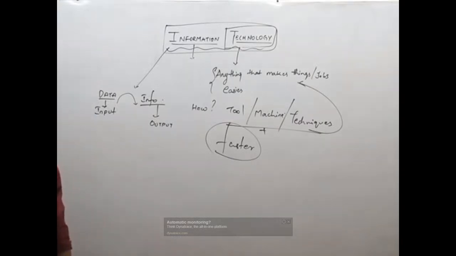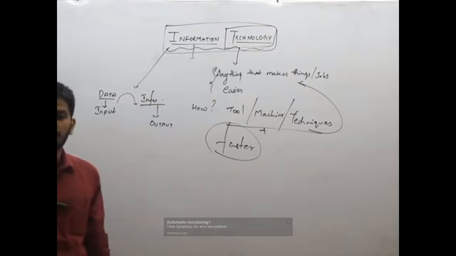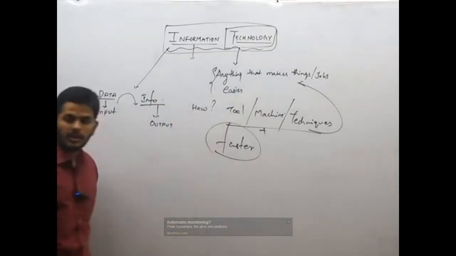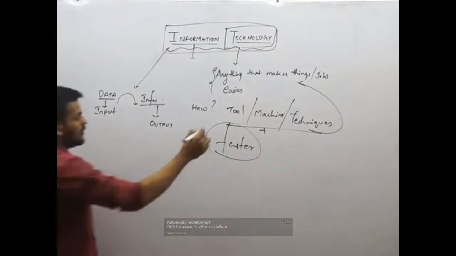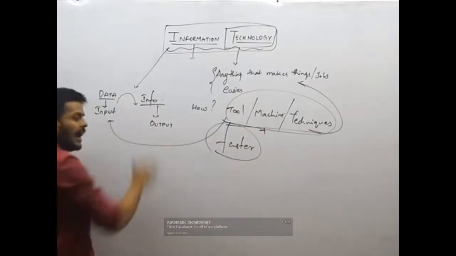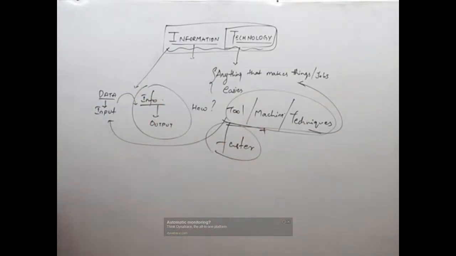So, what is the output? Okay, let's do it like this. Let's make it Q&A. So, let's make it easy. What is the output that we want? Information. Very good. How do you get it? By processing something. What is that something? Data. How should that processing be done? We don't know that. Either it can be manual or by use of these machines and tools. Correct or not? So, if you are using any of these tools, techniques or machines to process data and get out information, that's all. That is information technology.